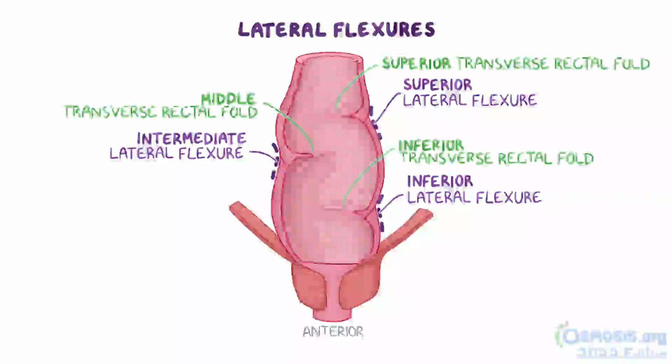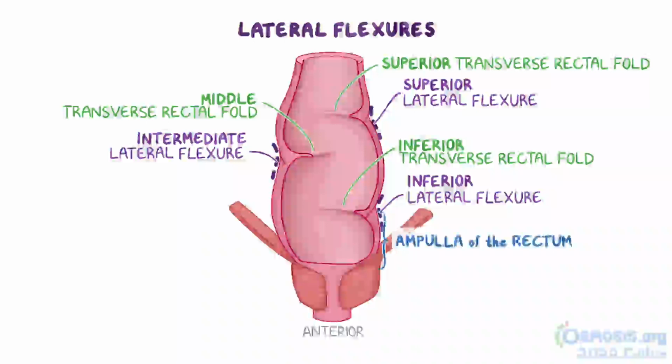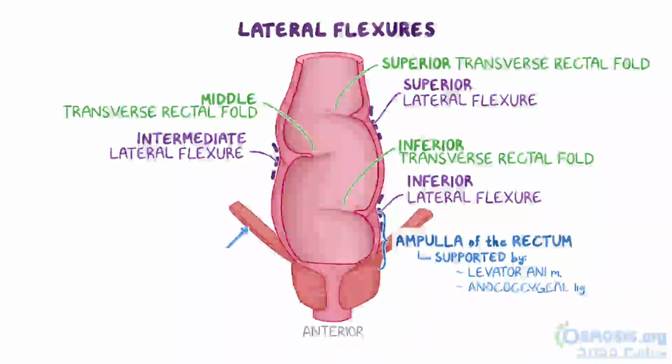Just inferior to the inferior transverse rectal fold, forming the last part of the rectum, is the ampulla of the rectum. This pouch is supported by the levator ani muscles and by a ligament that extends from the tip of the coccyx to the external anal sphincter, called the anococcygeal ligament. The ampulla of the rectum expands to store feces before defecation, which also helps maintain fecal continence.